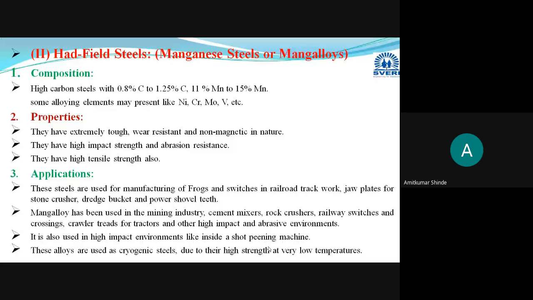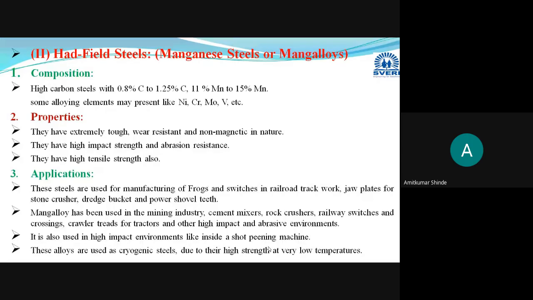Then what are its properties? If you are able to remember the composition, then from that composition only you will be able to write the properties of that particular material. Now here, as high carbon steel is present, and in addition manganese is present here, properties will be those of high carbon steels. Generally high carbon steels are extremely hard, and they have very high wear resistance.